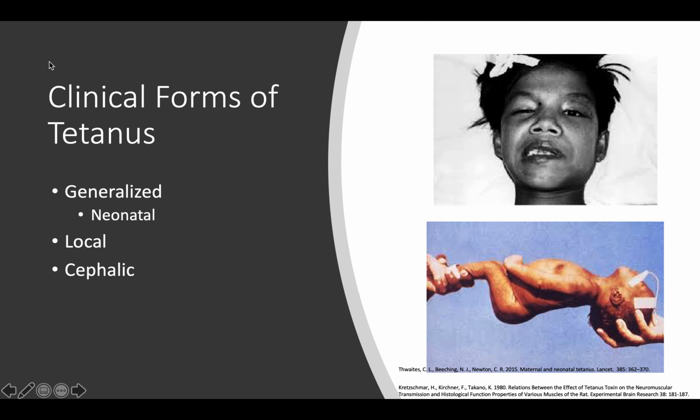Now, this is definitely usually just mild, but this does not mean that it cannot become a generalized form of tetanus, though it is very uncommon for it to progress, and it usually does subside.